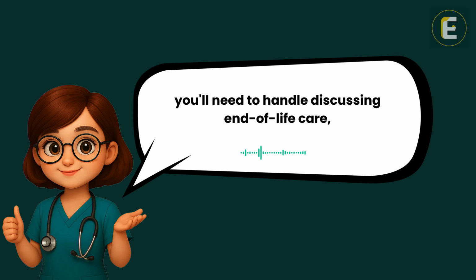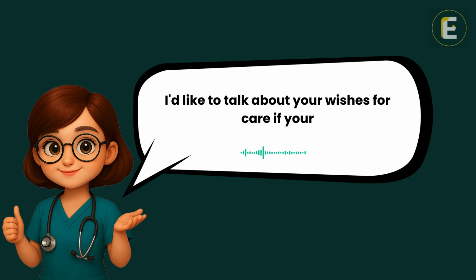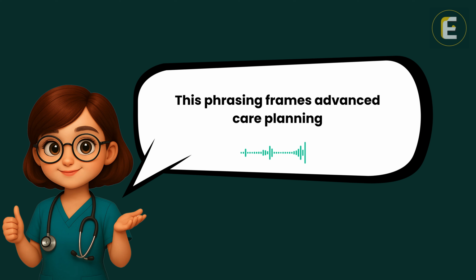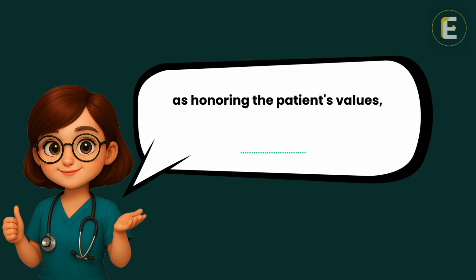In some cases, you'll need to handle discussing end-of-life care, which requires compassion and respect. For example, I'd like to talk about your wishes for care if your condition worsens. Understanding your preferences helps us honor what's important to you. This phrasing frames advanced care planning as honoring the patient's values rather than giving up hope.